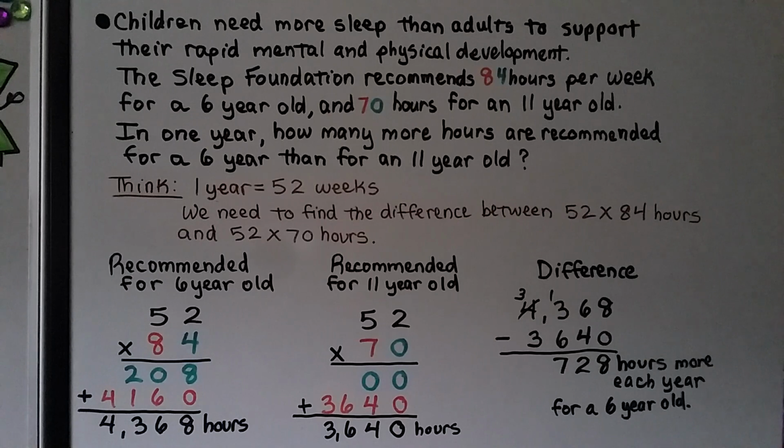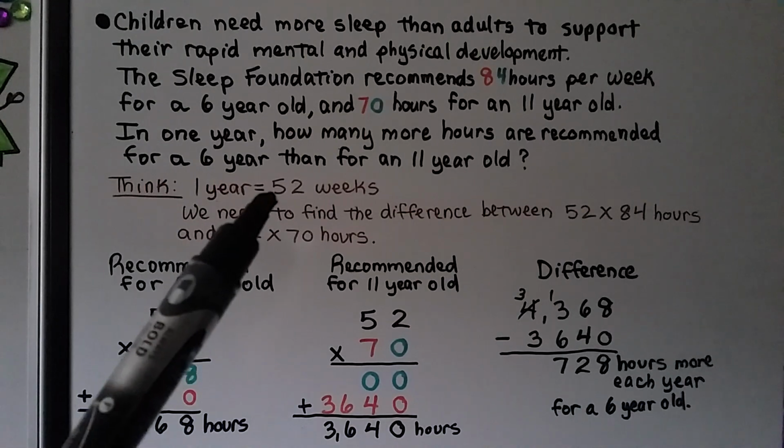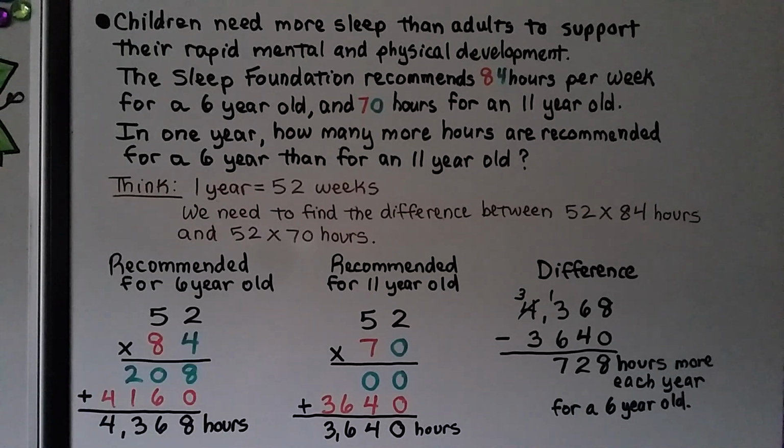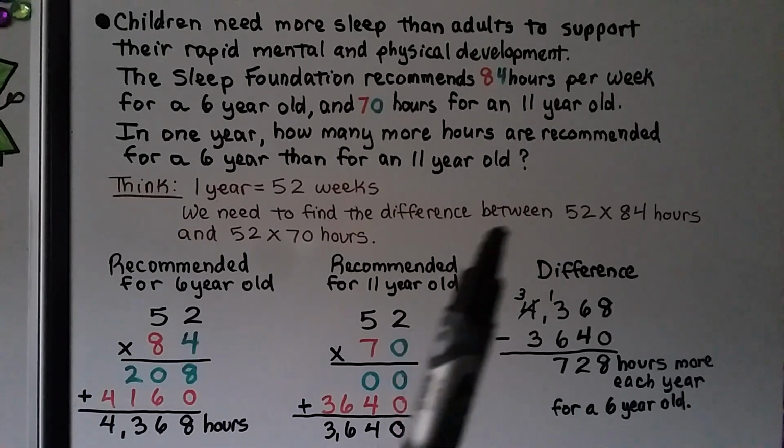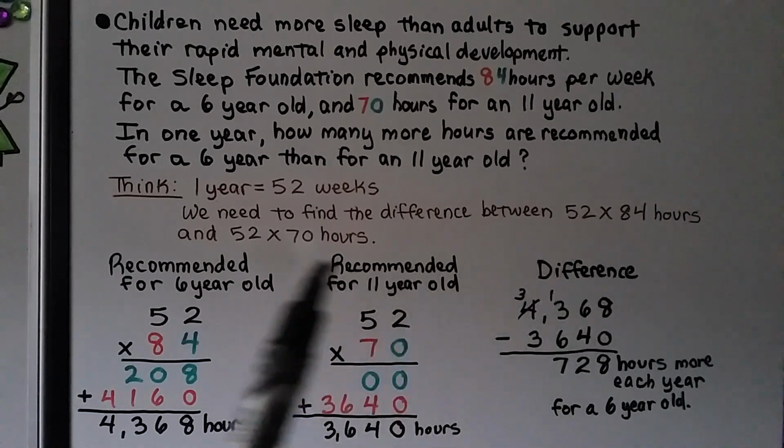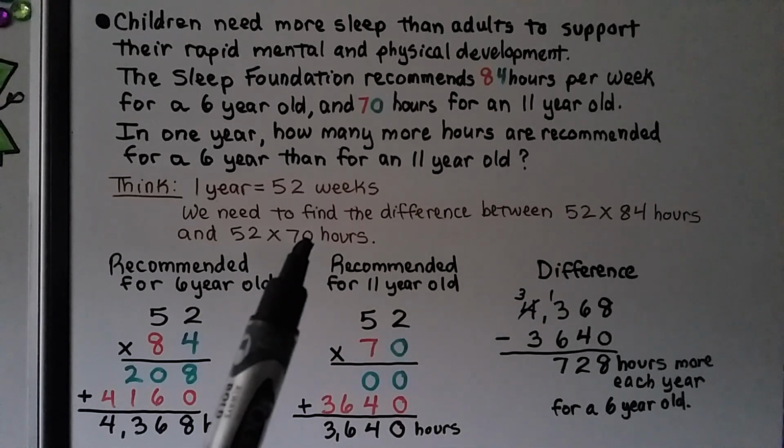Children need more sleep than adults to support their rapid mental and physical development. And the Sleep Foundation recommends 84 hours per week for a 6-year-old and 70 hours for an 11-year-old. In 1 year, how many more hours are recommended for a 6-year-old than for an 11-year-old? So we think, well, 1 year is 52 weeks. We need to find the difference between 52 weeks times 84 hours and 52 weeks times 70 hours.